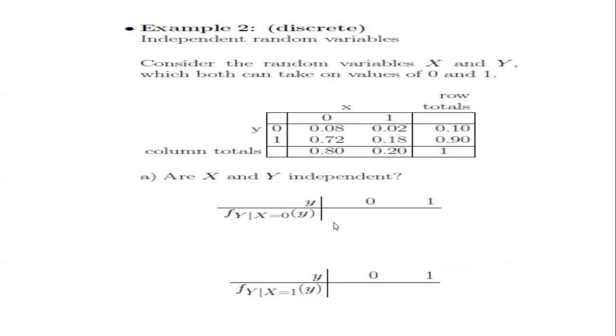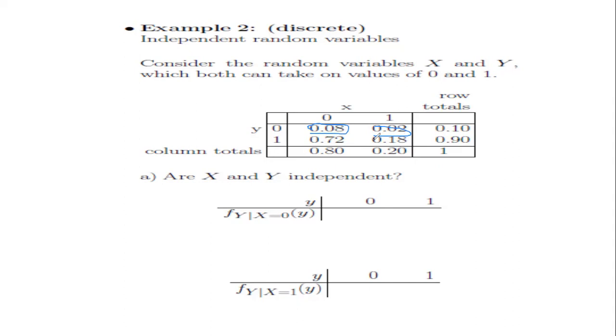Now tell me here, are x and y independent? Very easy. Yes, sir. Because 0.08 equals 0.1 into 0.8. Multiplying the marginals, if they're independent. 0.02 equals 0.1 into 0.2. 0.72 equals 0.9 into 0.8, and 0.18 equals 0.2 into 0.9. So yes, they are independent, because the joint equals the multiplication of marginals. That's it.